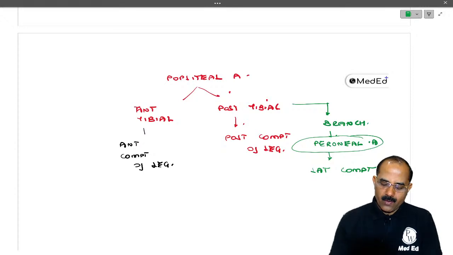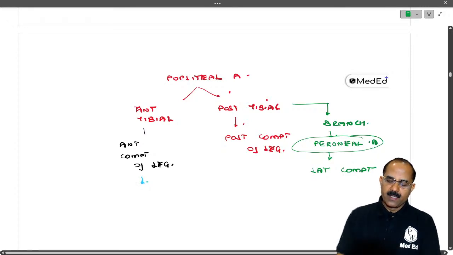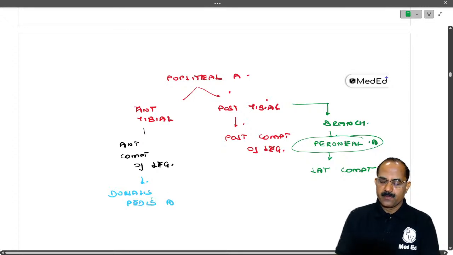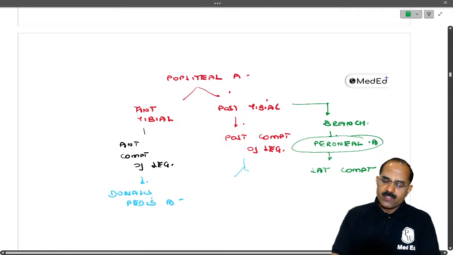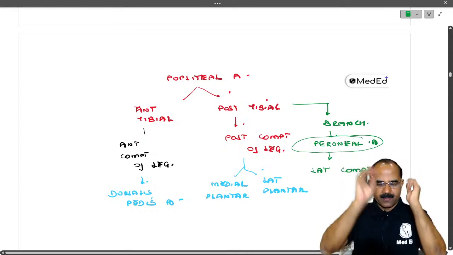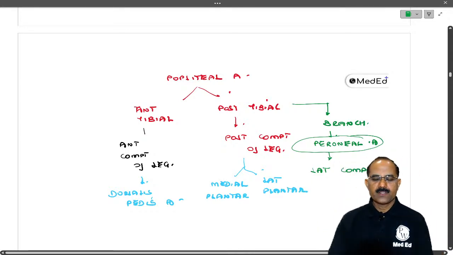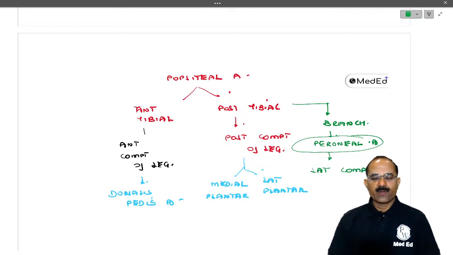Anterior tibial artery continues as what? Anterior tibial artery continues as dorsalis pedis artery. Anterior tibial का continuation क्या है? Dorsalis pedis. Posterior tibial divides into two branches: medial plantar and lateral plantar. Medial and lateral plantar. ठीक है बच्चों? Okay, very good.